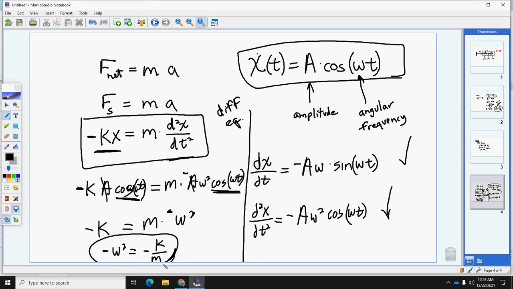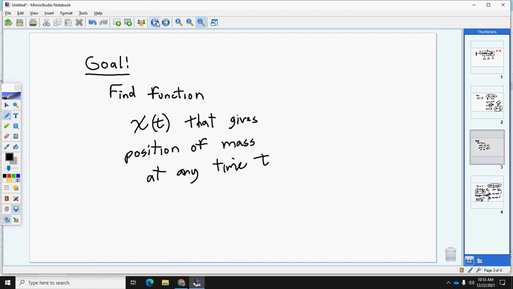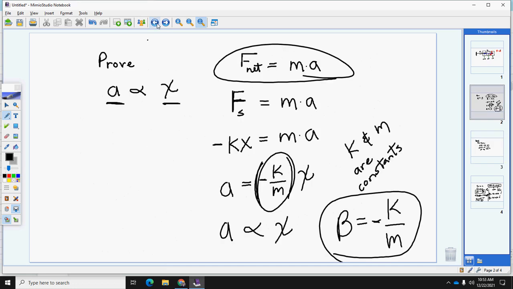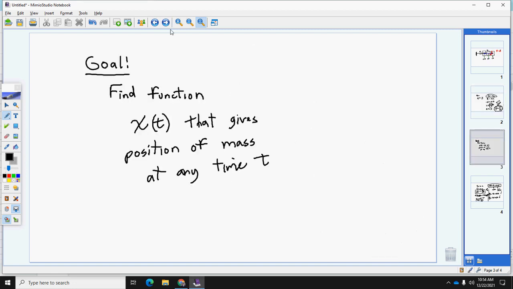Now this is really important because that proportionality constant was negative k over m. Remember, way back over here? The proportionality constant between a and x was negative k over m. So once we have that, we can actually figure out what omega is going to be.